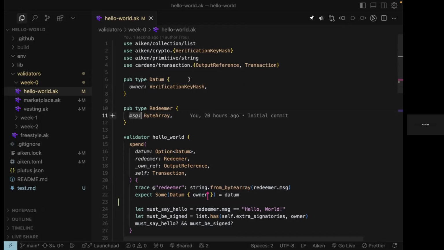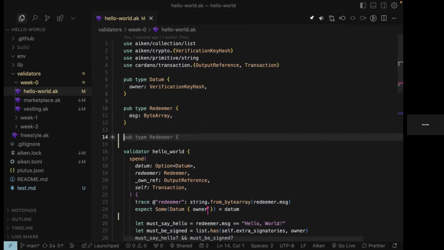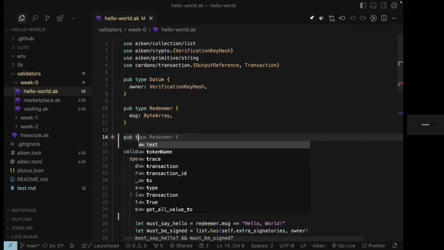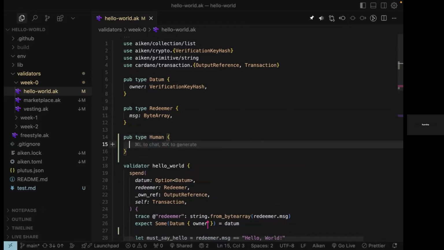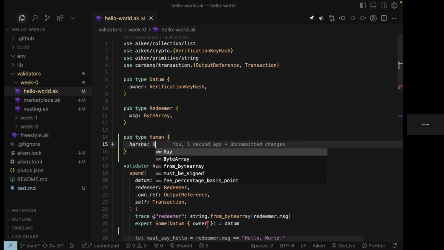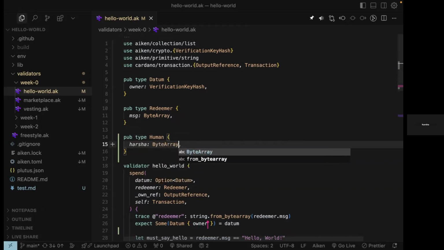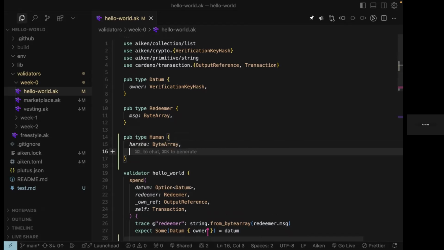For me, it's like this. Newman is a person. I am a person, right? Say for example, let me actually create a little fun data type here. Public type human. And here there are three humans. One is Harsha. My name is of the type, I'm going to say byte array. So byte array for me is the lowest type of data.